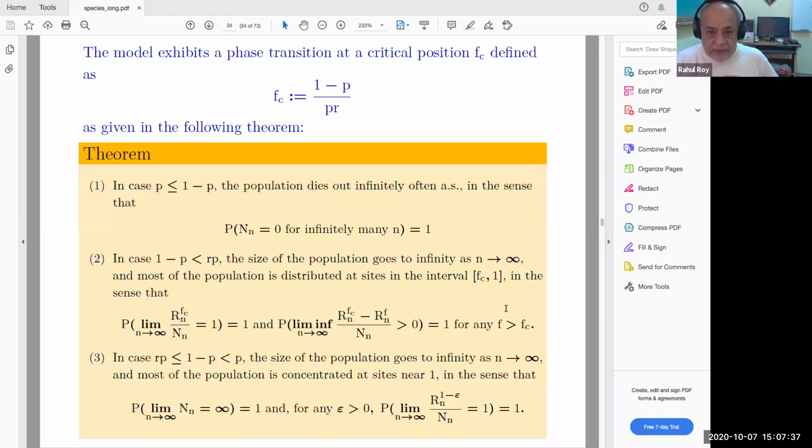So let me first just state some of the results, and then we'll take a break. Here also, just like earlier, there's a phase transition at F_c, which is (1-p)/pR.